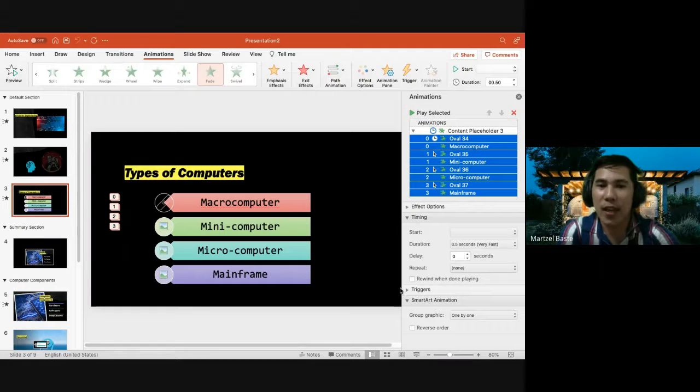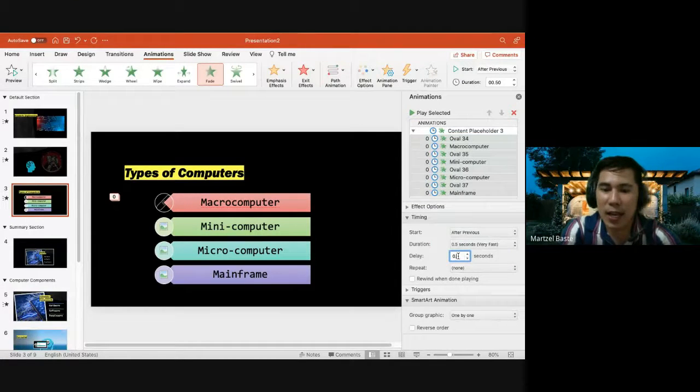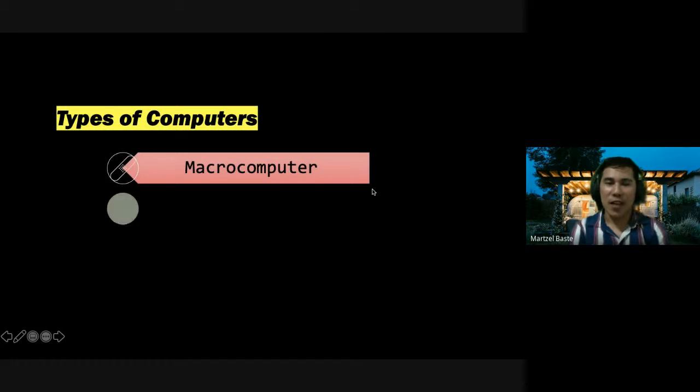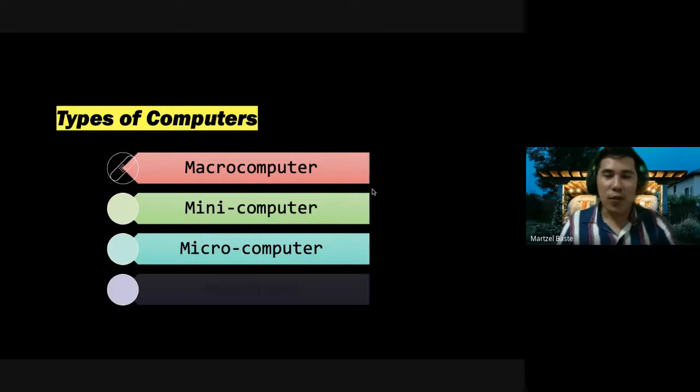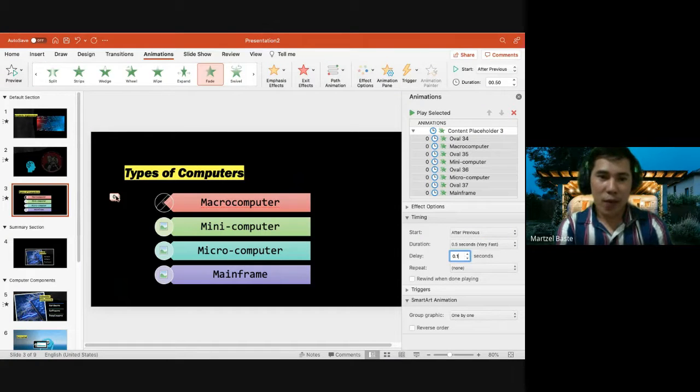Which is okay. Pero usahay if you don't want that, gusto nimo na diretso-diretso siya, you can choose after previous, so ma-zero na siya tanan, and then make sure lang na nagbutang ka og delay or duration. Let's say imong duration is 0.5 seconds, ang delay niya is 0.1 seconds. So I'm going to run this presentation and then I'll just wait for a few minutes while I'm talking. So wala na interaction sa akong presentation. Okay? So automatic siya. Basta mao na inyong tan-awon naka-0 siya, dili siya 0 1 2 3.